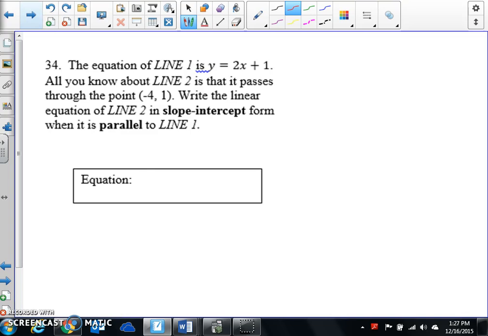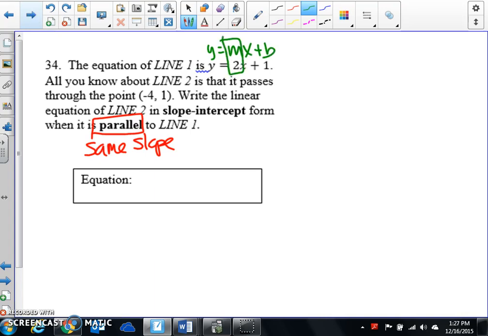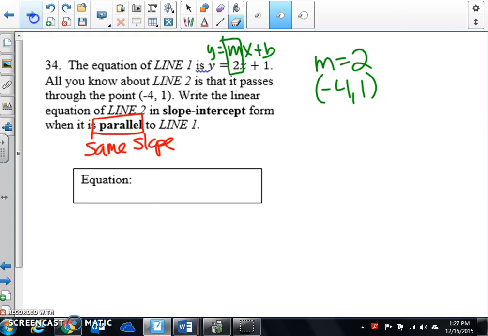Okay, the equation of line 1 is y equals 2x plus 1. All you know about line 2 is that it passes through the point negative 4, 1. Write the linear equation of a line in slope-intercept form that is parallel. Parallel lines have the same slopes. So this is already in y equals mx plus b. So my m is 2. And since they're parallel, it's just going to be the same. Now I take the point negative 4, 1.